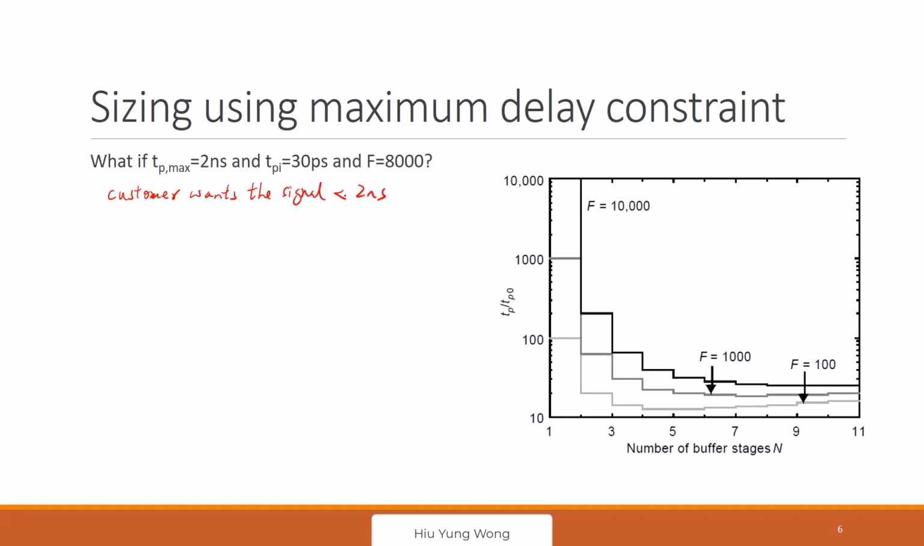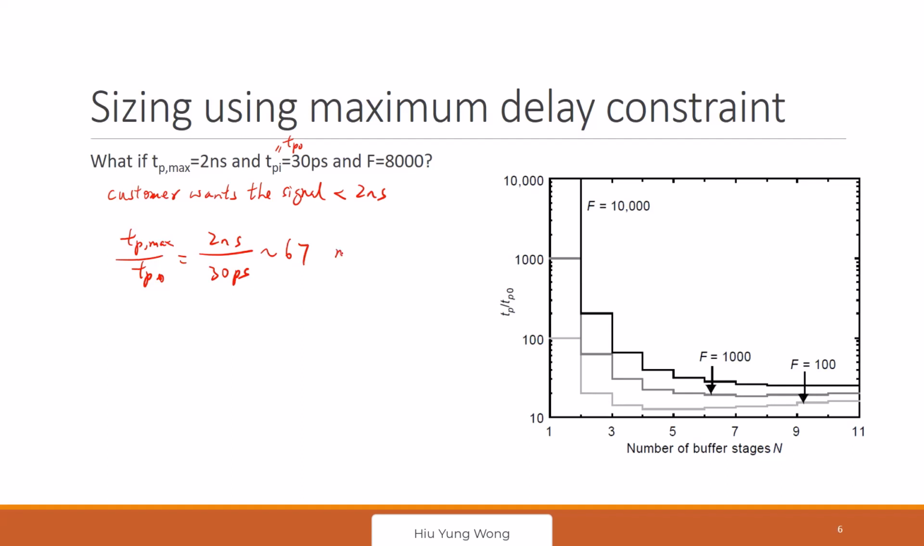Okay, and the F is 8,000, right? And T here basically is TP0, which is 30 picoseconds, right? So how should we design our inverter chain? First of all, what is TP max divided by TP0? This is 2 nanoseconds divided by 30 picoseconds, right? This is about 67.